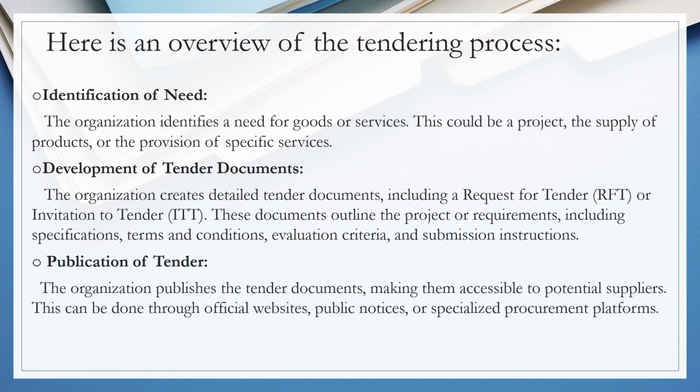So let us go through the overview of the tendering process. The identification of need: the organization identifies a need for goods or services. This could be a project, the supply of products, or the provision of specific services. Next is the development of tender documents. The organization creates detailed tender documents, including a request for tender or invitation to tender. These documents outline the project requirements, including specifications, terms and conditions, evaluation criteria, and submission instructions.